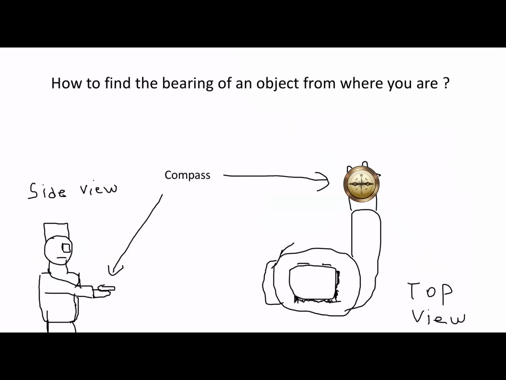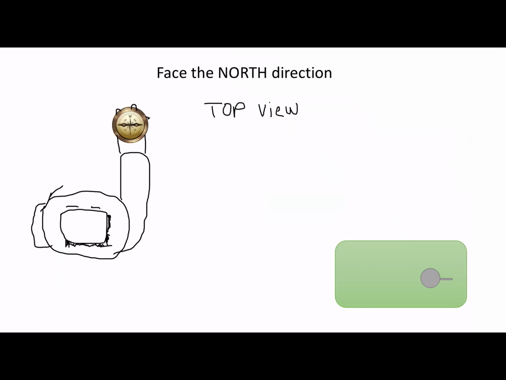So after you have done this, okay, you have the side view and the top view. The next thing you do is you face north. Okay, you face north. So we look at this from the top view. Okay, top view is the best view for bearings. So in this picture, you notice there is a table there, and on top of the table is a mark. So we are going to find the bearing of the mark from this person.